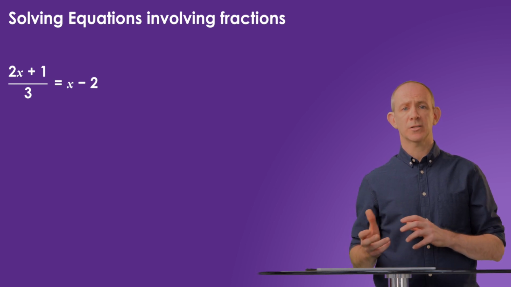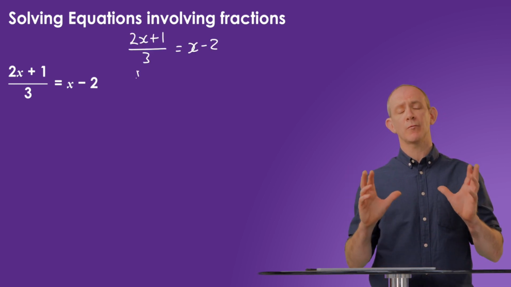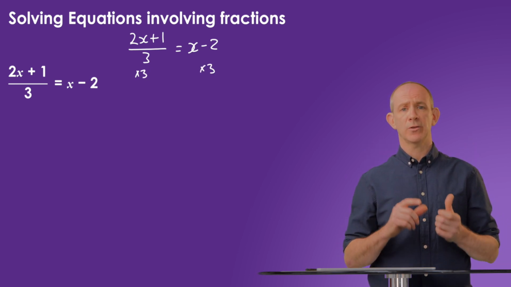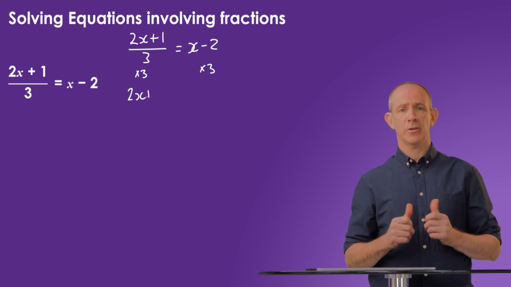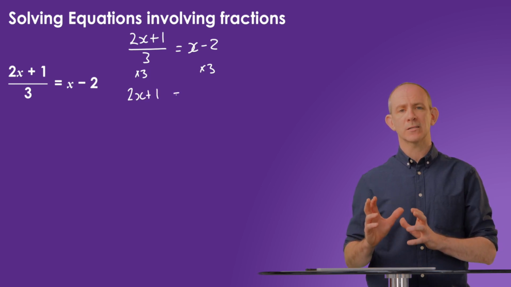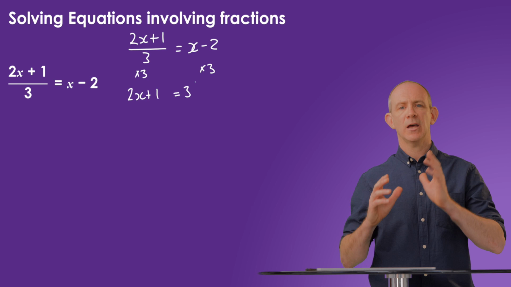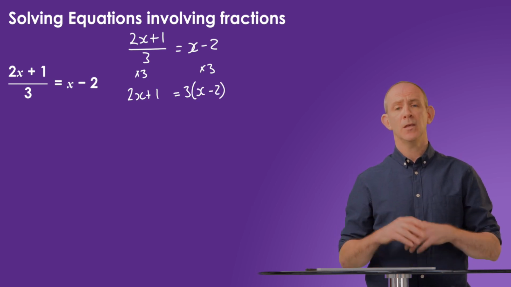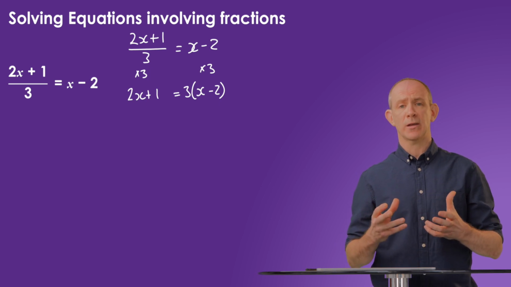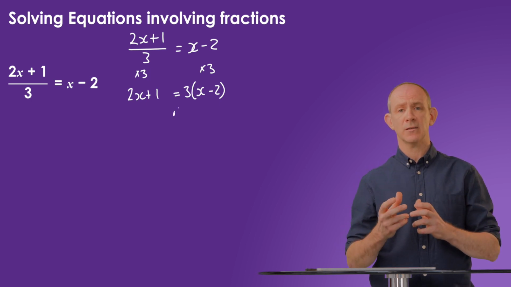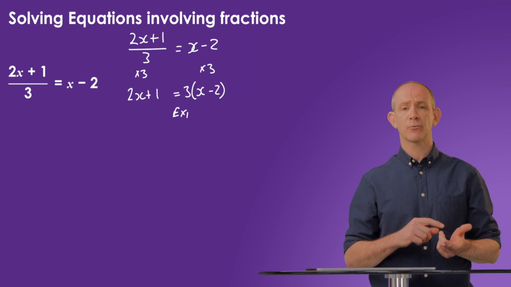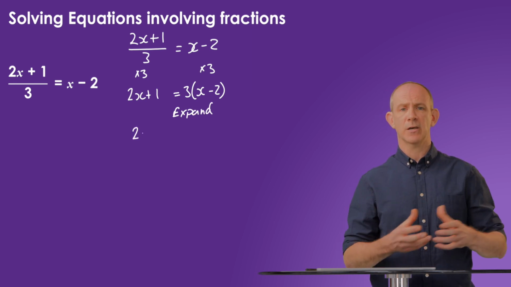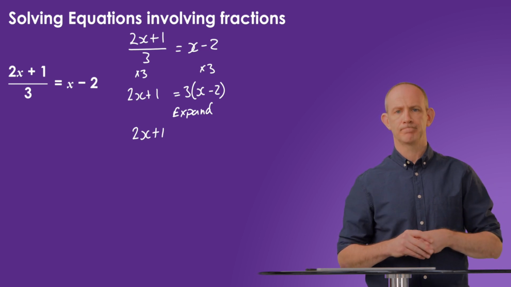So here, we're going to times both sides by 3, because we've got to remember everything on top of the fraction is in brackets. So we end up with 2x plus 1 on the left-hand side, and on the right-hand side, we put it into brackets, and we put a 3 on the outside to say that we're going to multiply the whole thing by 3. Next, we'll do what's called expanding the brackets. So we'll do 3 times x to give us 3x, and 3 times negative 2 to give us negative 6. On the left-hand side, we still have 2x plus 1.